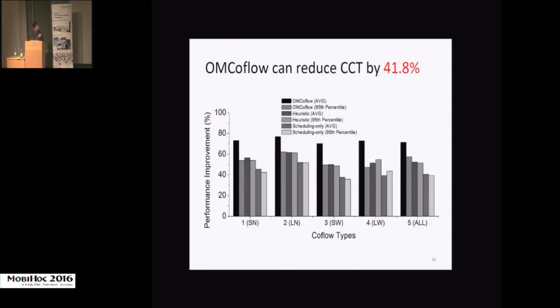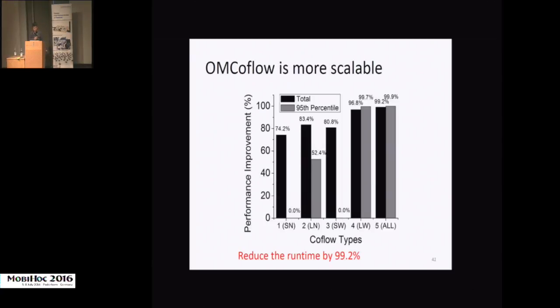So through extensive experiments, we can find that OMCoflow can reduce the coflow completion time by almost 41%. Moreover, OMCoflow has less runtime when compared to the state-of-the-art heuristic tackling the same problem, which means that OMCoflow is more scalable.